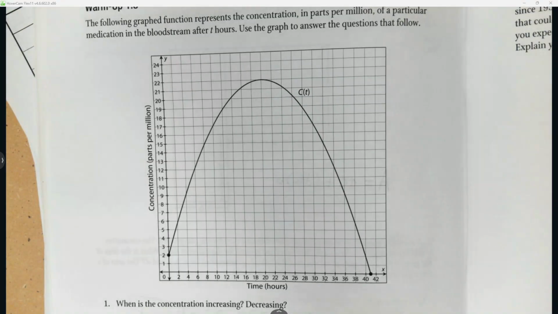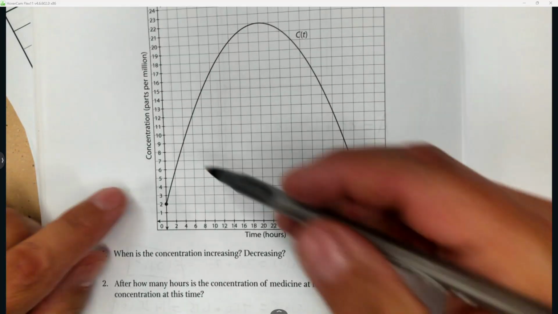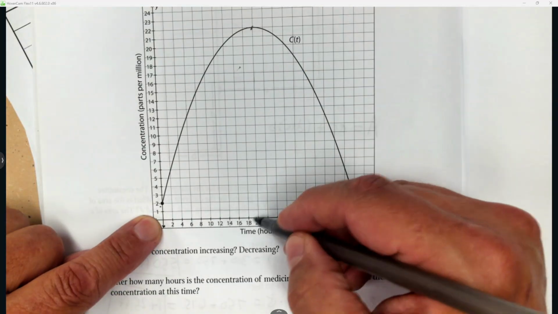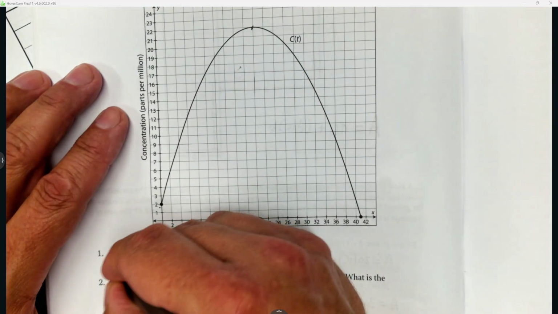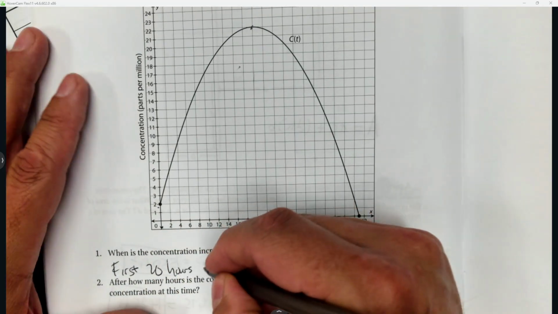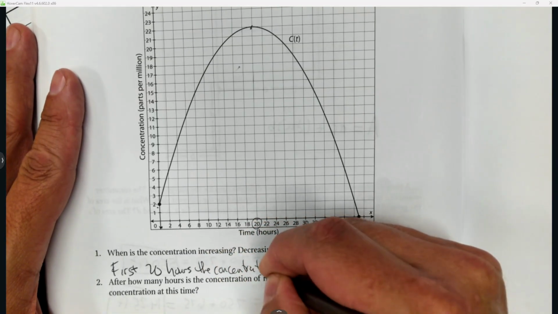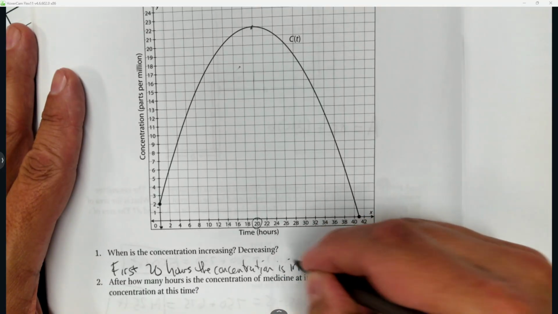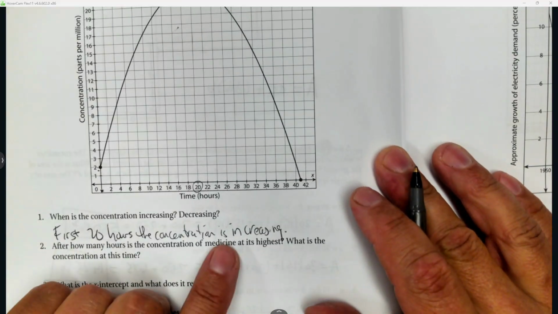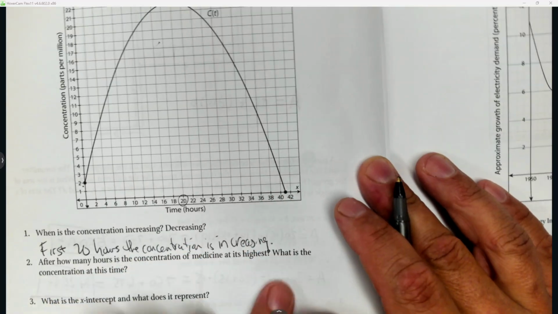So, when is the concentration increasing or decreasing? So, good math here. It's increasing from the very beginning to what time? So if I go all the way here to 20. So for the first 20 hours, right? It's hours? Yeah. First 20 hours, the concentration is increasing. And then when is it decreasing is the next, I'm going to say next 21 hours.